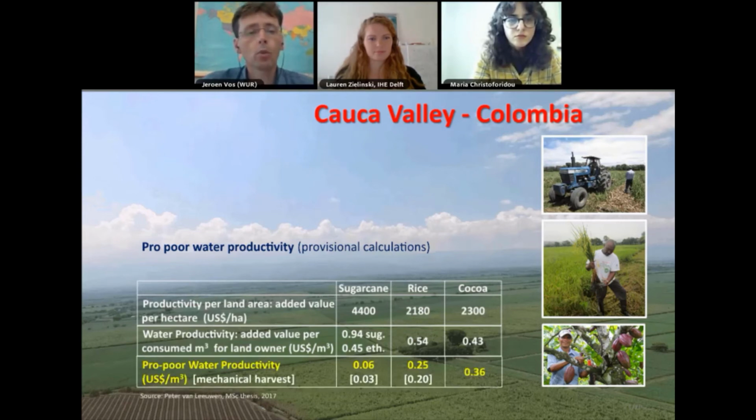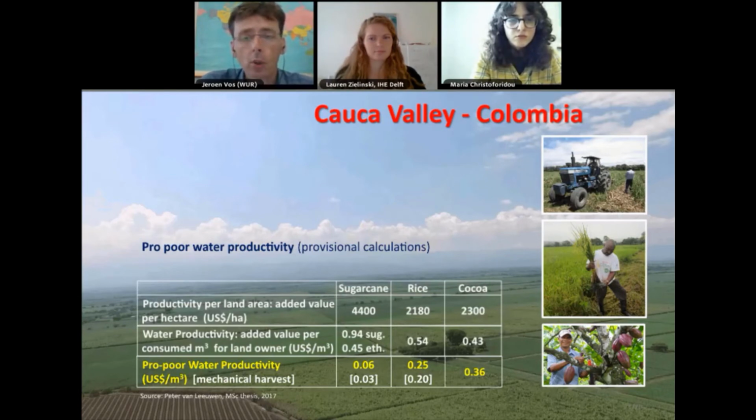Now, when we go to the pro-poor water productivity or socioeconomic water productivity, you can see that in the sugarcane, only 6 cents of a dollar per cubic meter go to the workers. And that's even less when the sugarcane is harvested mechanically, which is now increasingly being done.